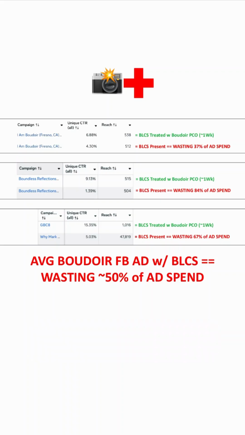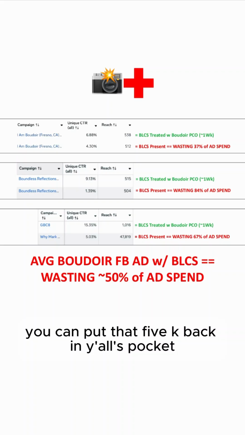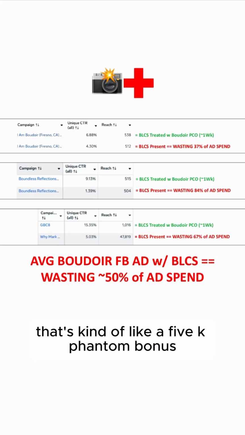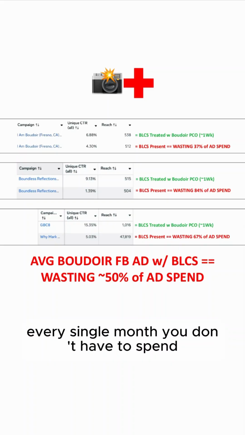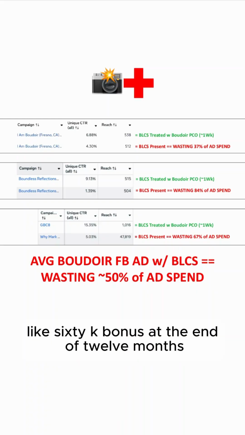And Boudoir Pico solves that. You can put that 5K back in y'all's pocket. You no longer have to waste that. That's kind of like a 5K phantom bonus every single month that you don't have to spend, which is literally like a 60K bonus at the end of 12 months.